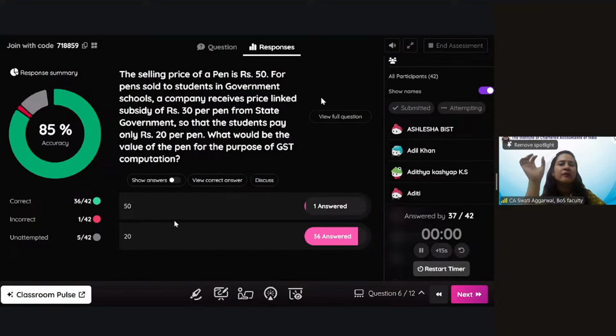In this case, the value of the pen will be rupees 20. Why? Because the subsidy has been provided by the state government. And if subsidy is given by state government or central government, it is not to be added to the value of supply as per section 15, subsection 2 and clause E.